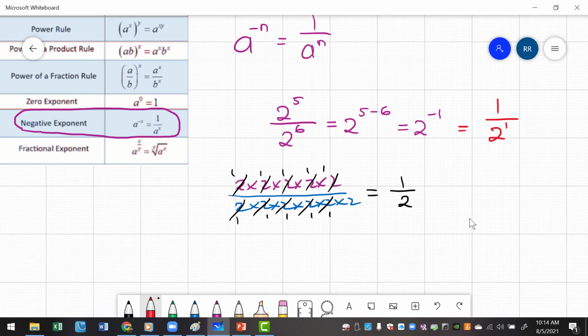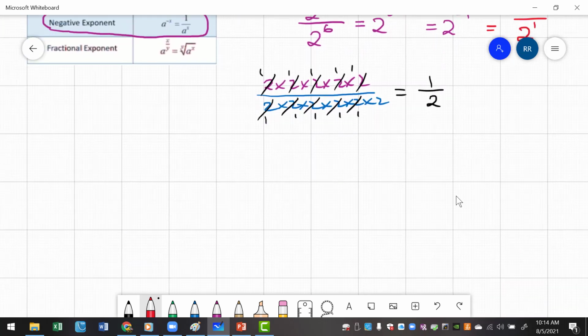Okay, so let me give you another example, maybe a question from the exercise. Let's say I have x to the power of 8, y to the power of 5, divided by x to the power of 10, and then y to the power of, let's say, 3.